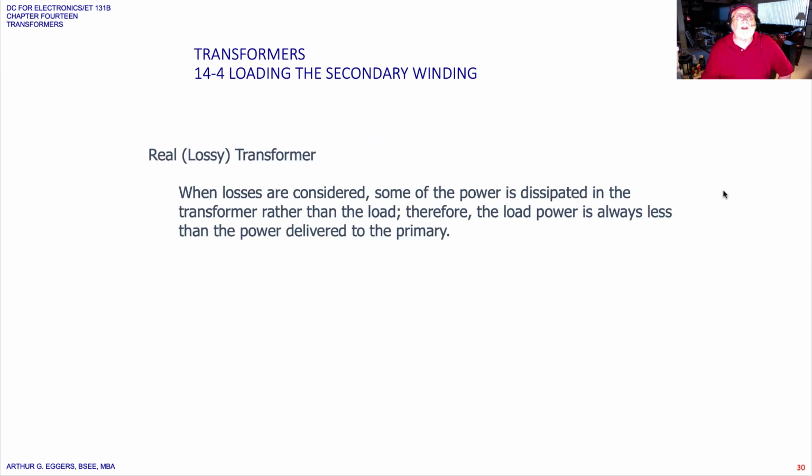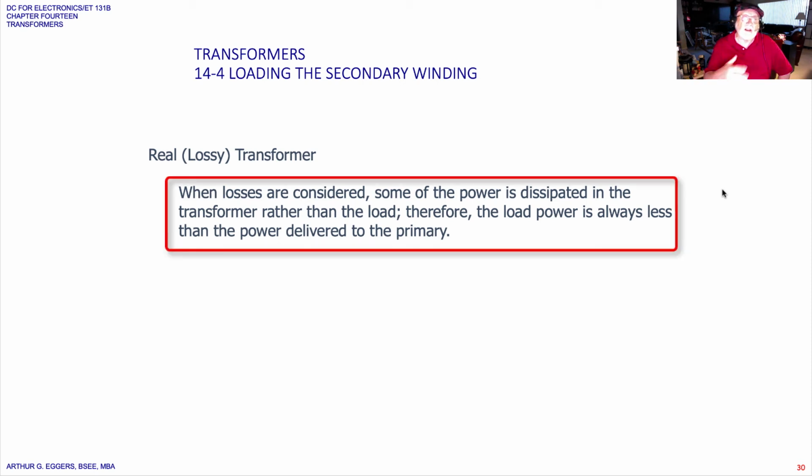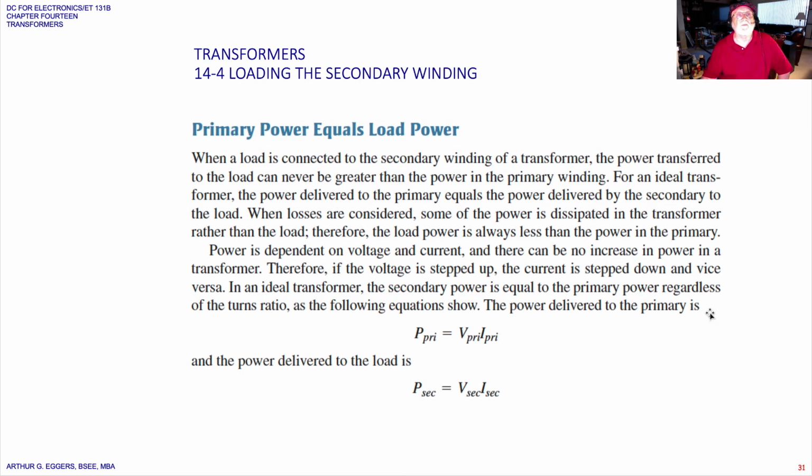In a real or a lossy transformer, okay, so we've been talking ideal, now we're going to talk about what a real transformer looks like. When losses are considered, some of the power is dissipated in the transformer rather than the load. Therefore, the load power is always less than the power delivered to the primary. So again, got to remember, in electronics, there's no free lunch. There's going to be some loss somewhere in your circuit. We don't live in an ideal world, and the circuits are always going to have some loss relationship associated with them.